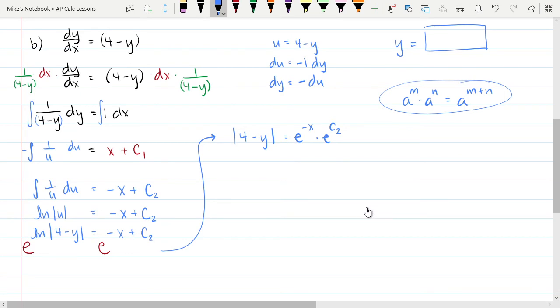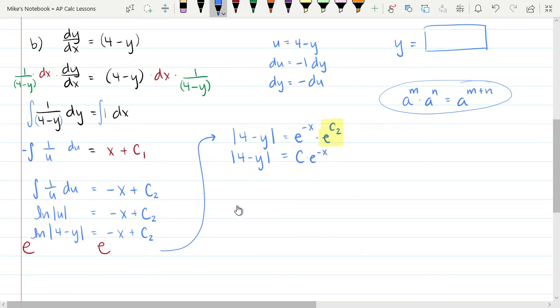And the reason we do that is e to the c sub 2, that's just another constant. Again, it's a third type of a constant in this problem. Remember, we had this initial constant, and then we took the opposite of it, and that turned it into a different constant. And now we're making that the power on e, which makes it a third constant. And that's the one that I'm just going to call c. So now I have the absolute value of 4 minus y equals c times e to the negative x.